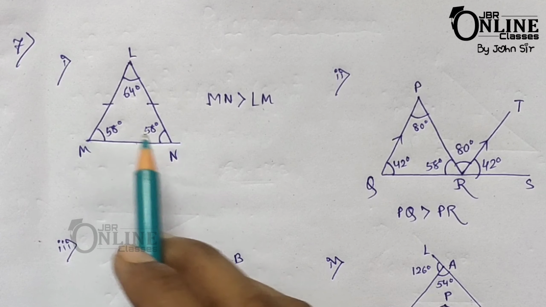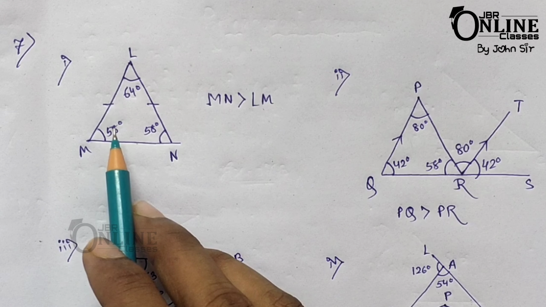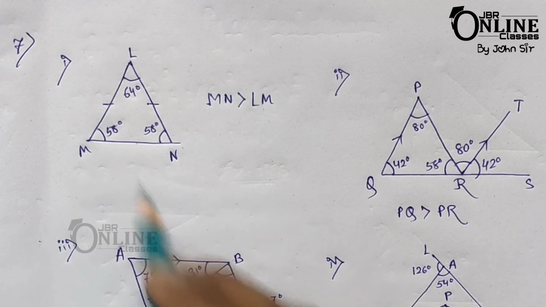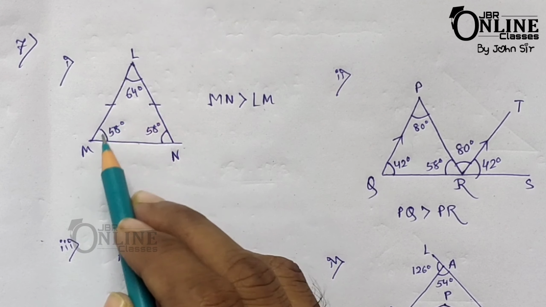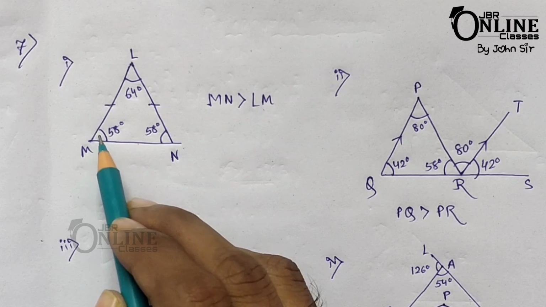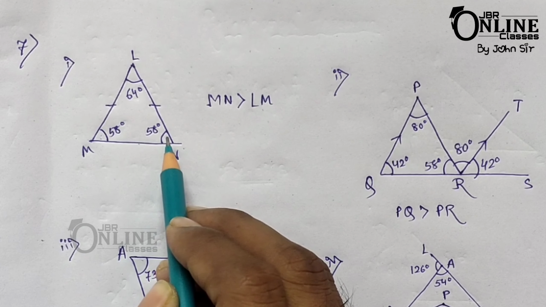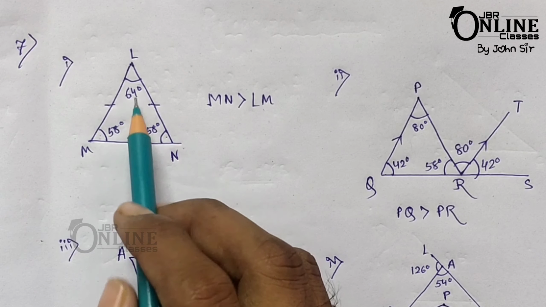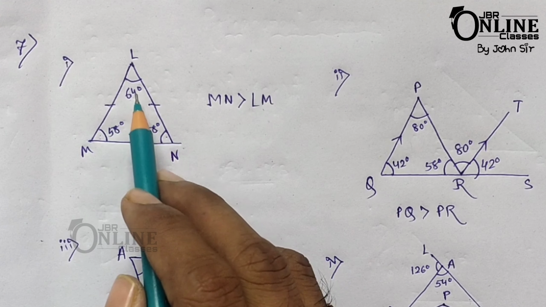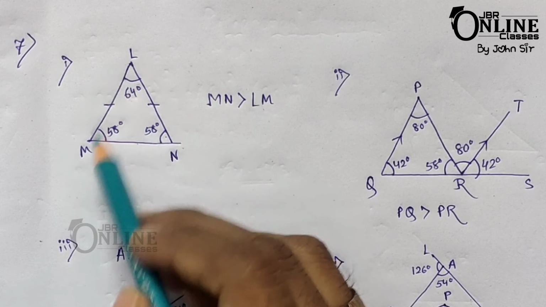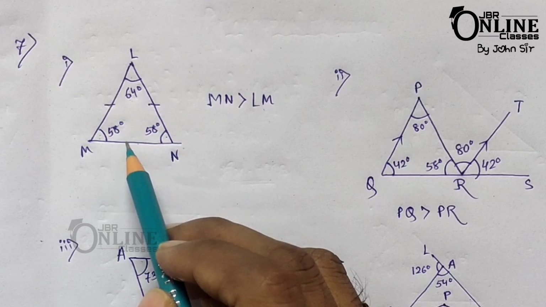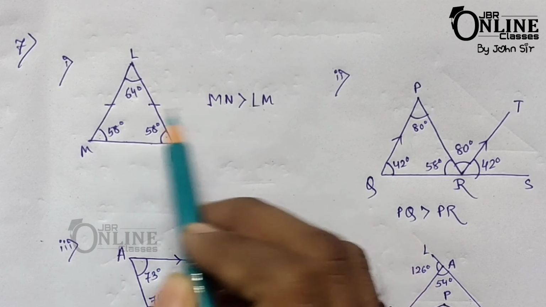Now sum number 7. In sum number 7.1, you have to say which is longer, LM or MN. Given that these two sides are equal and this angle equals 58 degree. If two sides are equal in a triangle, then this one is also 58 degree. You can easily find the upper angle by subtracting 58 twice from 180, and you will get 64 degree. Now in this triangle the greatest angle is 64 degree, so the opposite side of the greatest angle is MN. So MN is greater than LM.